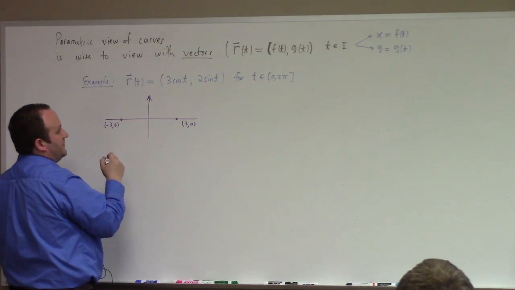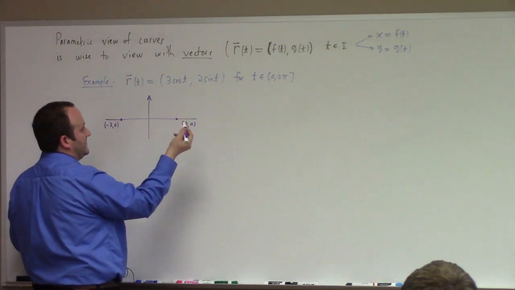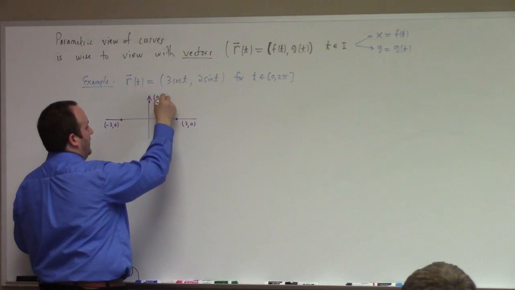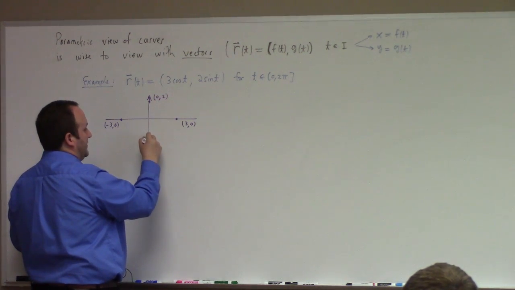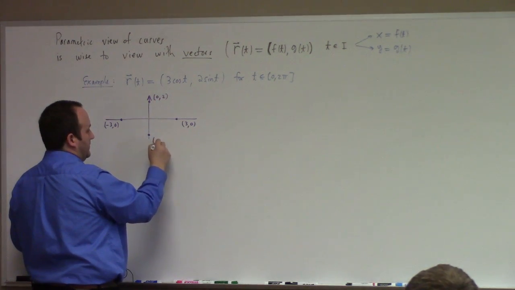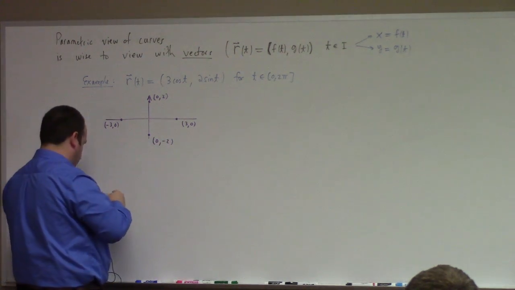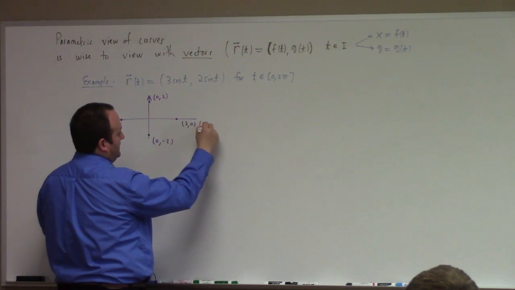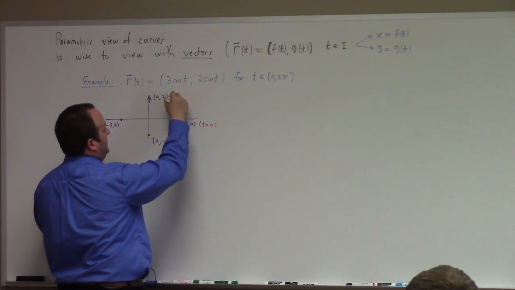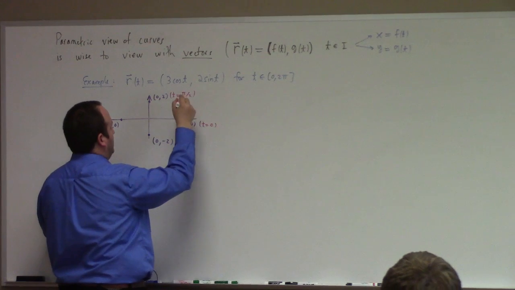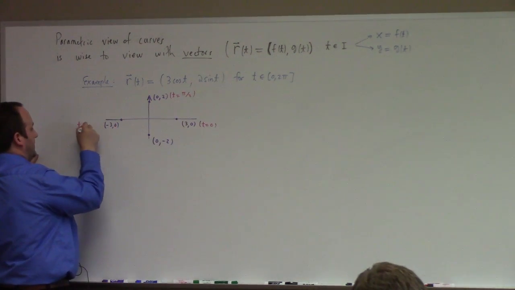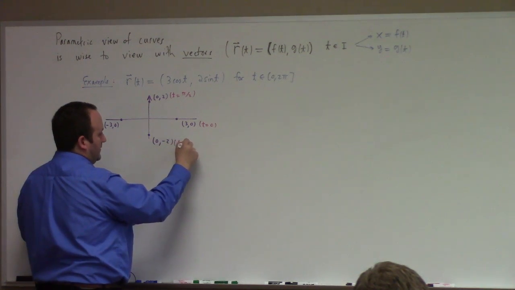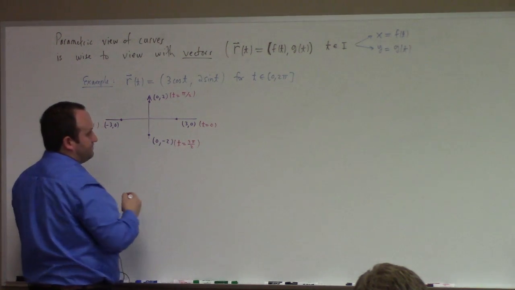And when t is equal to pi over 2, what do you get? You get the x component 0, the y component 2, right? And when t is equal to 3 pi over 2, you're down here, right? Let me just mention, this would be t equals 0. This would be t equals pi over 2. This would be t equals pi. Over here, you're looking at t equals 3 pi over 2, right?